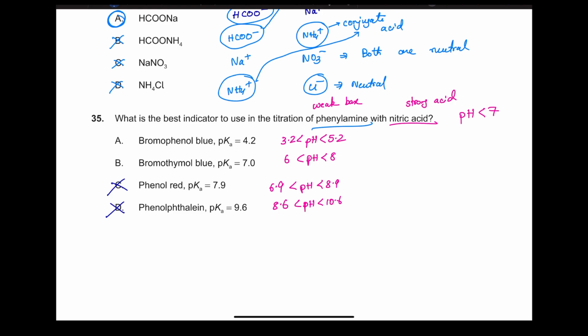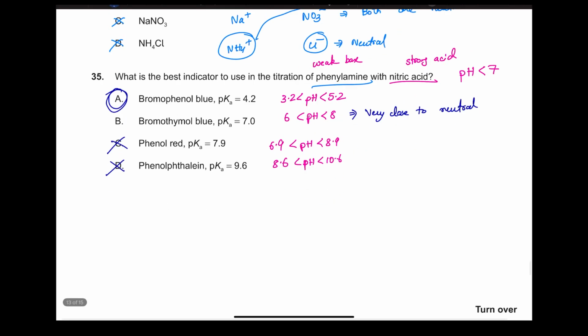Now A or B. If you check A, 3.2 to 5.2, it's entirely acidic. B is 6 to 8, so 6 to 7 is the only acidic range for bromothymol blue, but again, this is very close to neutrality. So I cannot reliably select B because nitric acid is a very strong acid, and pH at equivalence will be small. It won't be close to neutral. So I will go with option A, and that's your answer to question 35.